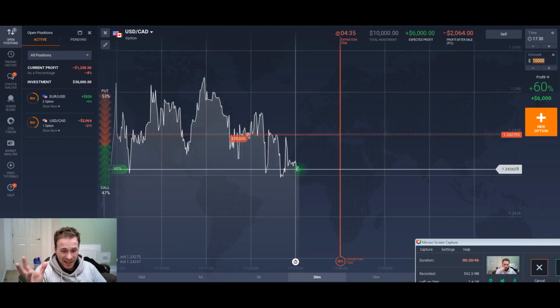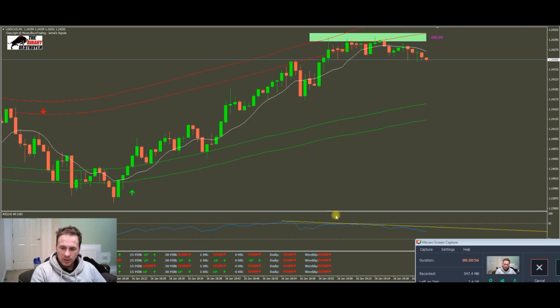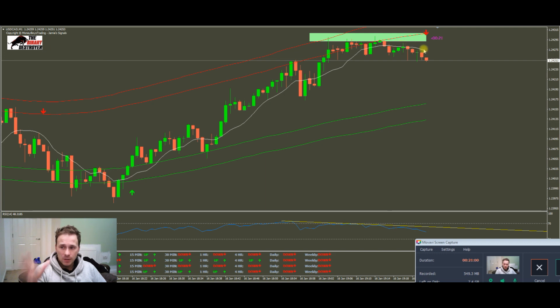USD CAD again, beautiful trade, look at it. And this is what I like to teach everybody in the VIP group. You see how we now have divergence on the RSI. RSI is dropping, signal arrow is now appearing.